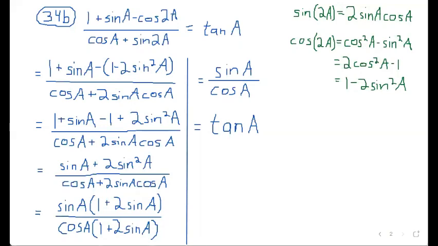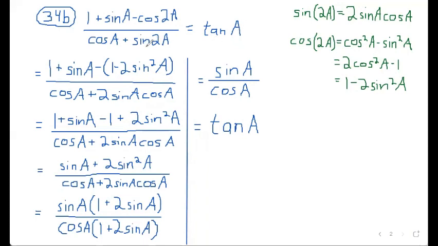Hello. For this video, we are going to investigate a trigonometric identity that we need to verify. This identity is (1 plus sine of A minus cosine of 2A) over (cosine of A plus sine of 2A), and it is equal to tangent of A.